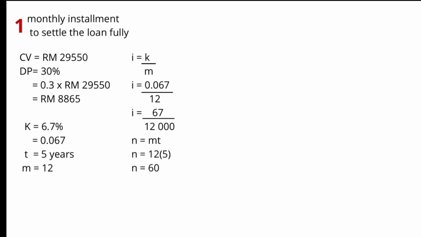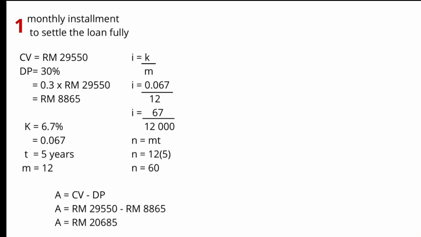I equals K divided by M, where I is the periodic interest rate. So our K is 0.067 divided by 12, and the answer for I is 67 divided by 12,000. Next, N equals M times T. N is the term of investment. M is 12, the compounding term, and our T is 5 years, so the answer for N is 60. Next, we need to find A. A is the amount of loan or present value. The formula for A is A equals CV, the cash value, minus DP, the down payment. Our CV is 29,550 ringgit minus 8,865 ringgit, so we get 20,685 ringgit.